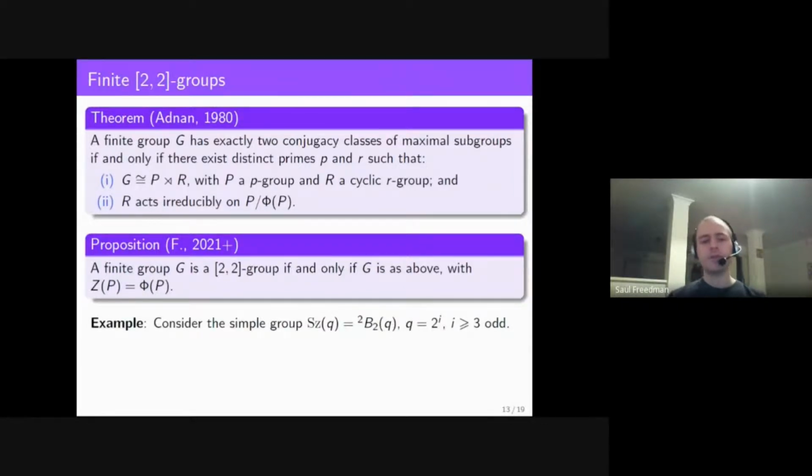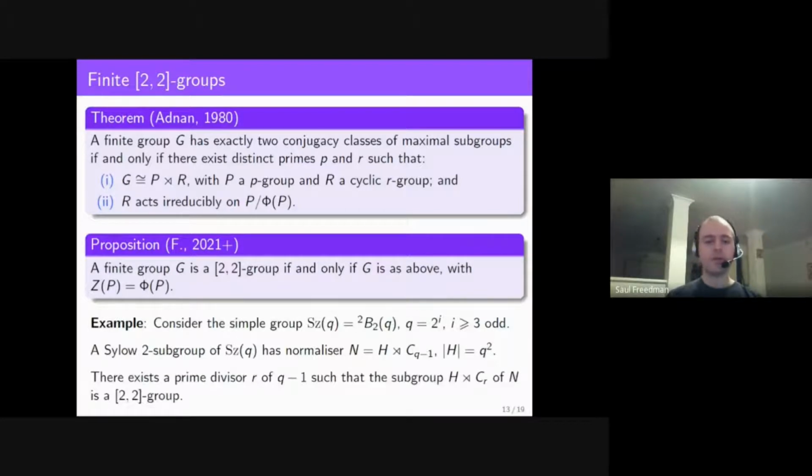So let's consider the simple Suzuki group defined over a field of order Q, where Q is 2 to the power of an odd integer I with I at least 3. And this group is also the twisted group of Lie type of type B2 defined over FQ. So a Sylow 2-subgroup of the Suzuki group has a normalizer N equal to the semi-direct product of a group H of order Q squared and a cyclic group of order Q minus 1.